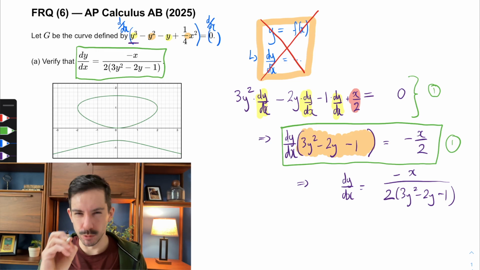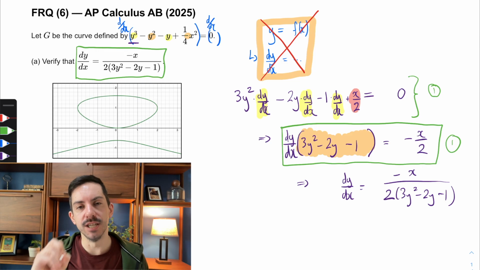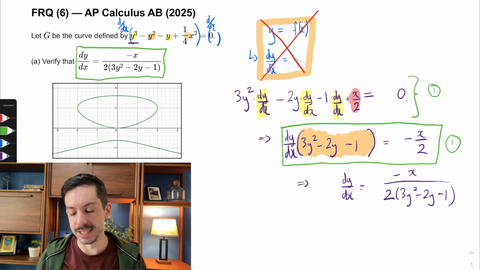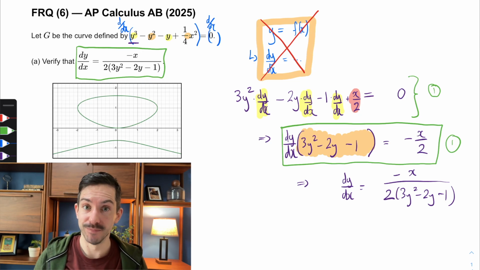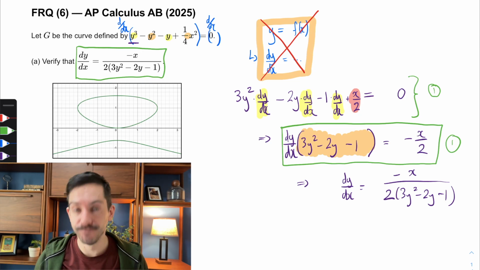But if you want to just double check your work, make sure that you do end up with the correct expression, it doesn't hurt to take the extra 10, 15 seconds to verify that your algebra gets the same answer as theirs. Okay, on to the next part.